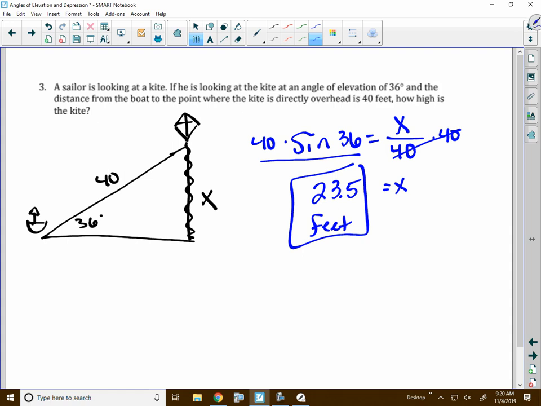I don't feel like that kite's very high. Yeah, that's high. Because, okay, so here's why. It says the distance from the boat to the point where it's directly overhead. This is overhead. Okay, I can see that.